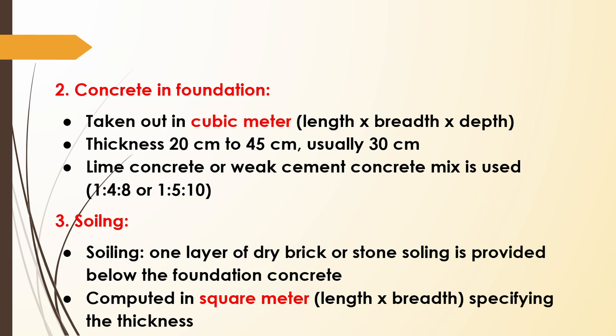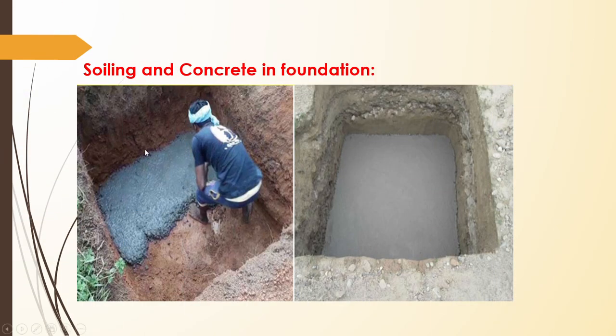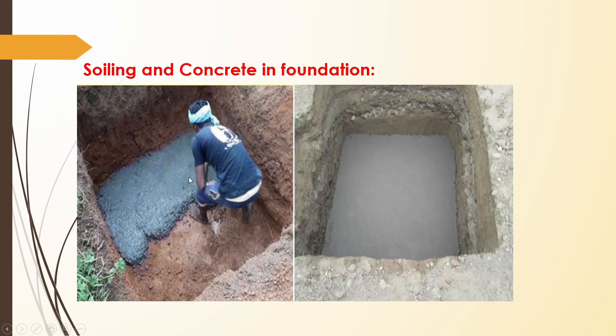So normally a thickness of 20 centimeter to 45 centimeter. Usually 30 centimeter thickness will be given for that concrete layer. Okay, and 1:4:8 or 1:5:10 concrete mix will be used. So after digging the foundation, we will provide one layer of soil over it. After that, we will provide a layer of concrete. So this is a figure showing that.